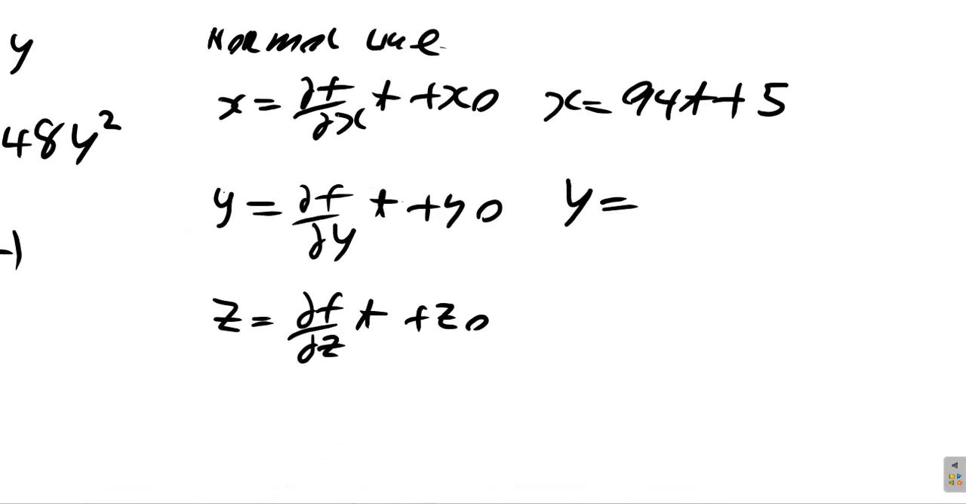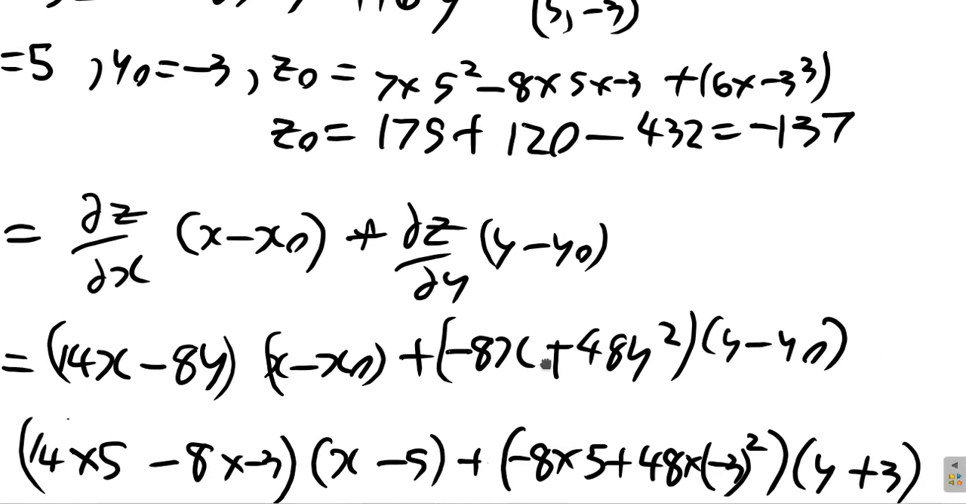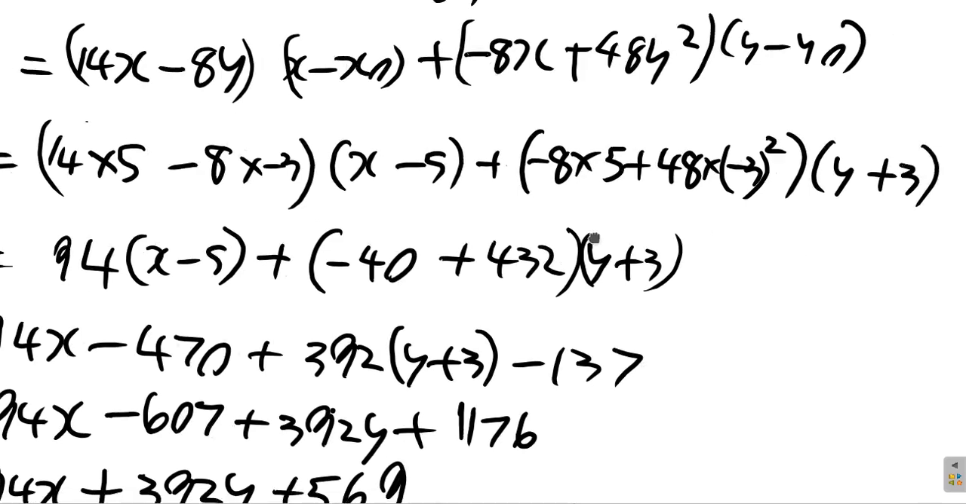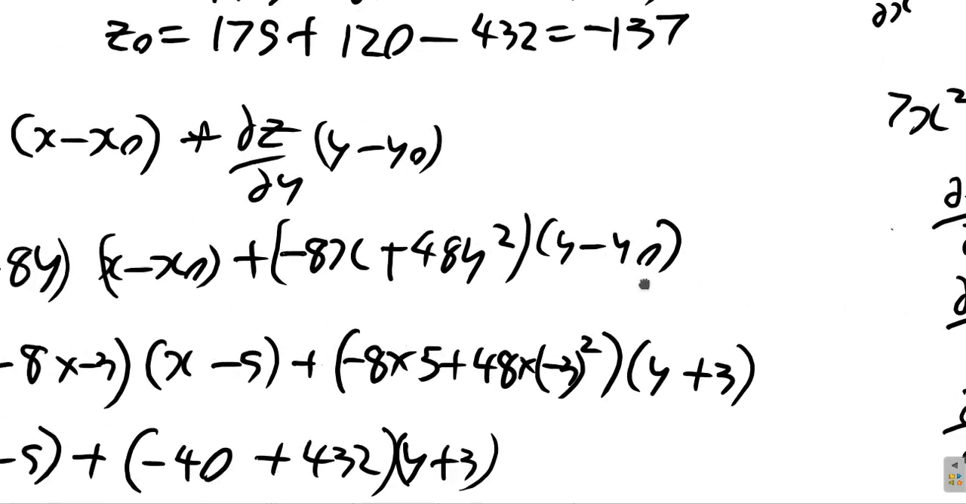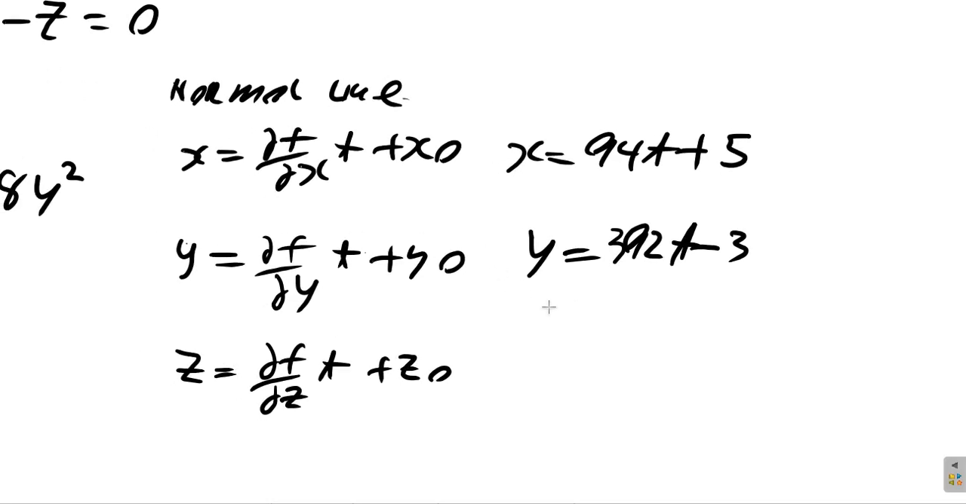Then y equals, we did it for y as well. We worked out delta f by delta y, and it was what? When we substituted, it was 392. So we have 392t, and y naught was minus 3. Let's check if my memory serves me right. Yeah, plus negative 3.